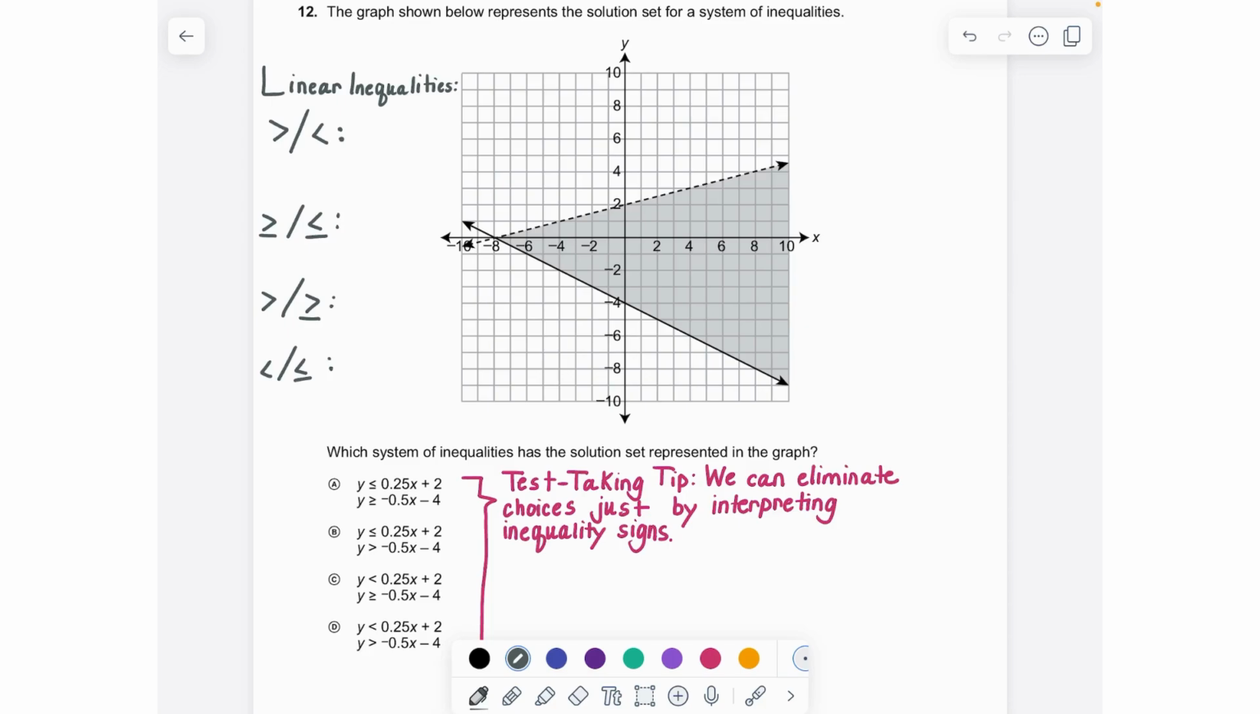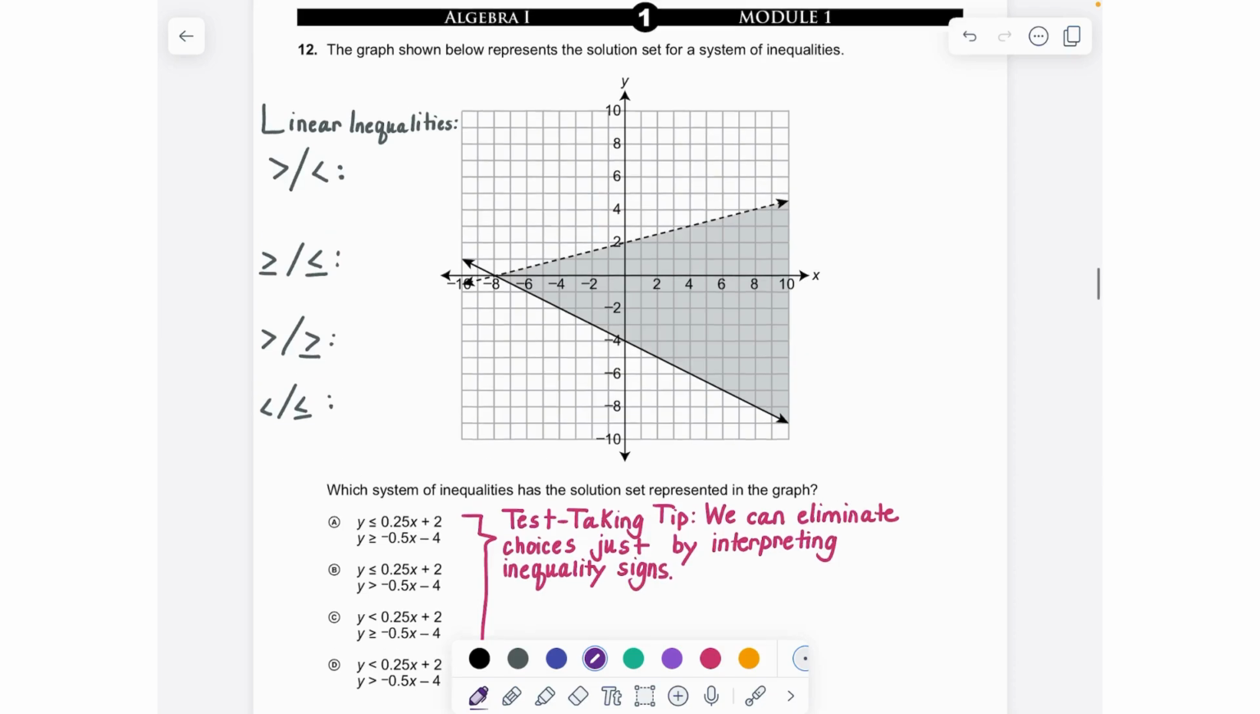And really, in this case, even if you don't remember what the inequality signs tell us, you should be able to eliminate some choices because you see a solid line and a dashed line. So hopefully that tells you that something needs to be off on your inequality signs. And in this case, when one is solid and one is dashed, that tells us one has a line underneath the inequality sign and one doesn't have a line.